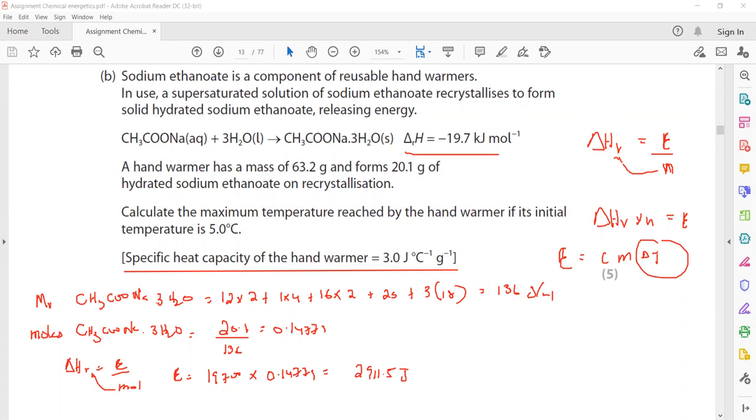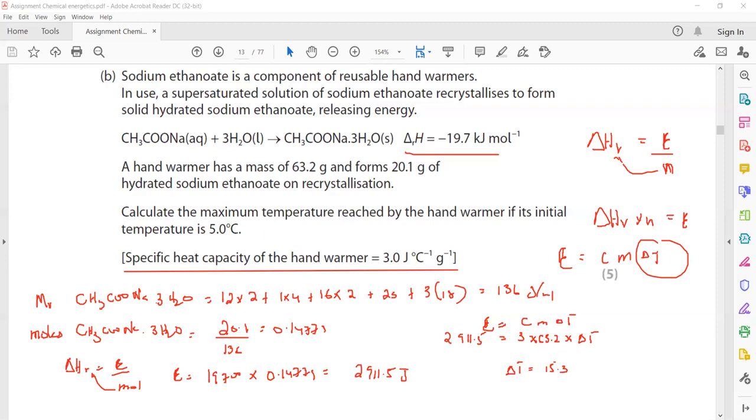And after getting this energy, we will use the formula E = cmΔT. So the energy is 2911.5. The specific heat they mention in the question, that's free. The mass, the total mass, is 63.2, and the temperature change we are finding, ΔT. So this will go there in division. The ΔT, the temperature change, will come out as 15.3.